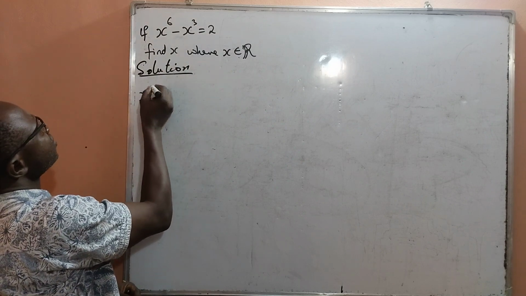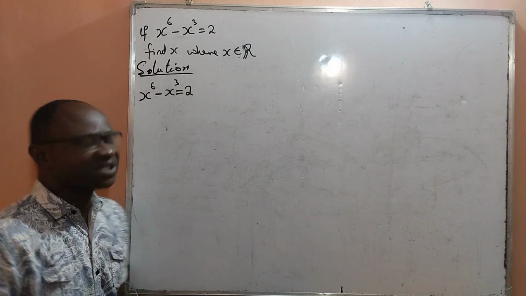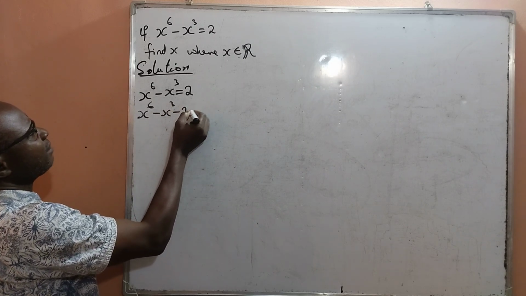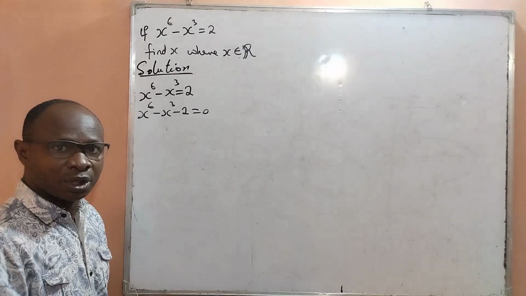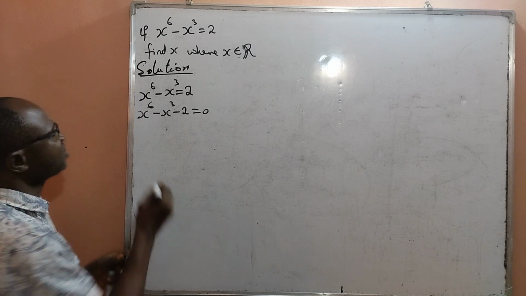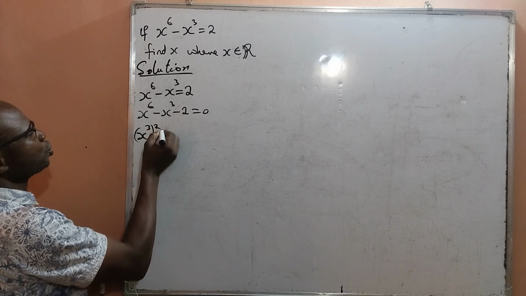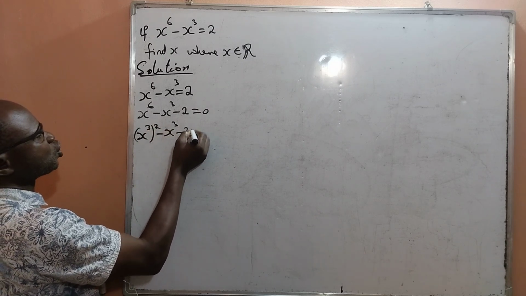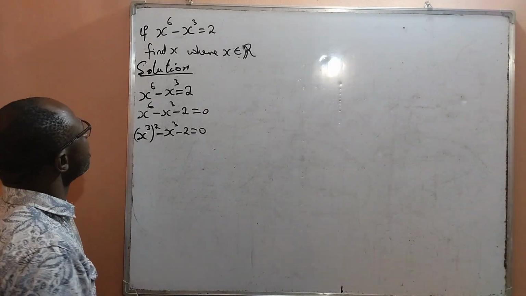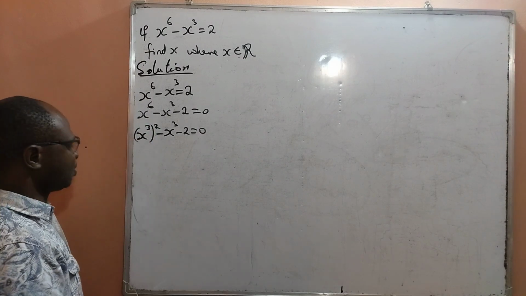Given the question x raised to the power 6 minus x raised to the power 3 equal to 2. First and foremost, I'll have x raised to the power 6 minus x raised to the power 3 minus 2 equal to 0, moving 2 from the right to the left. As it is now, I can express x raised to the power 6 as x raised to the power 3 also raised to the power 2, then minus x raised to the power 3 minus 2 equal to 0, because by the laws of indices, if I multiply 3 by 2, I will still get 6. So it is the same.